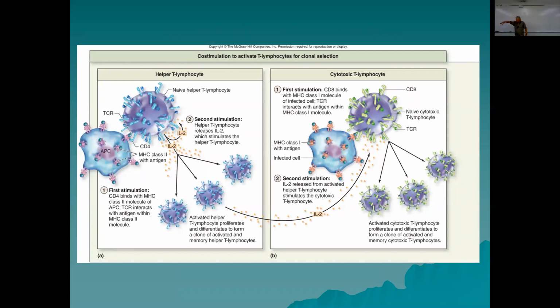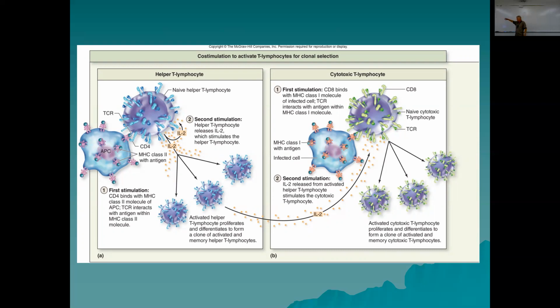Okay, here is the co-stimulation to activate T lymphocytes for clonal selection. First, helper T cells. A naive helper T lymphocyte comes into contact with an APC. This is the first stimulation. And then once that happens, the helper T cell secretes interleukin-2, which feeds back upon itself, binding membrane receptors on itself. The second stimulation is the helper T cell stimulating itself. Okay, it goes to clonal selection to make a bunch of these identical helper T cells.